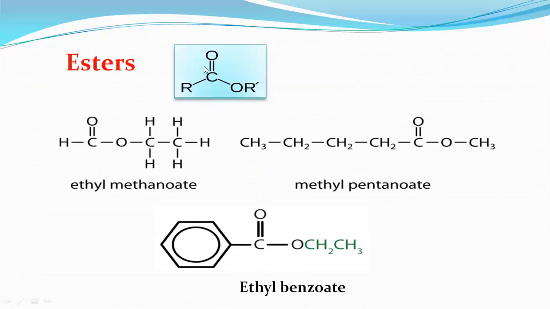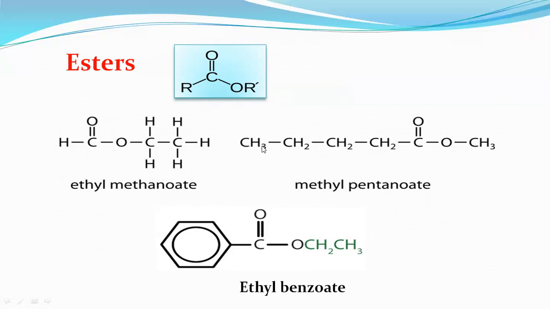For esters, RC=OOR'. Here it contains a carbonyl group and an alkoxy group, and combined they form the ester as a functional group, RC=OOR'. See here for the example, ethyl methanoate. These are the two carbon atoms, therefore they are referred to as ethyl, and methanoate is by this carbon number 1. So 1 C=O, and therefore it is referred to as a methanoate.